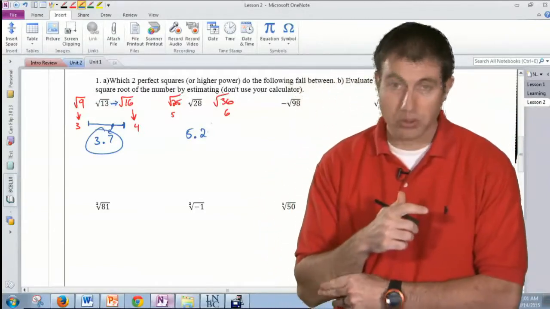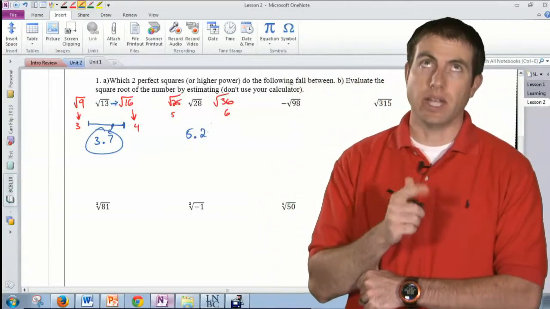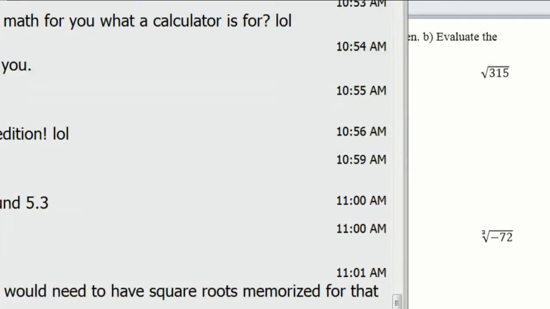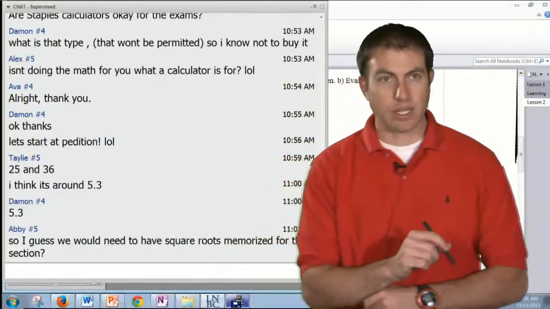The next one, we have the square root of negative 98, or negative square root 98. I'm just going to write something here to hopefully clarify this. If I wanted to break this up as negative 1 times the square root of 98, then I can think about ignoring this negative 1 and just dealing with the 98. Ab, you're asking a great question here. So I guess I'd need to have square roots memorized for that section.